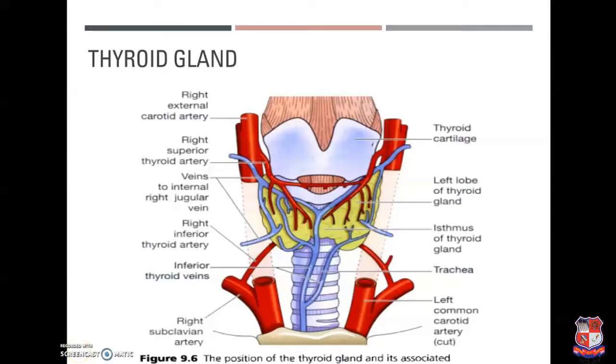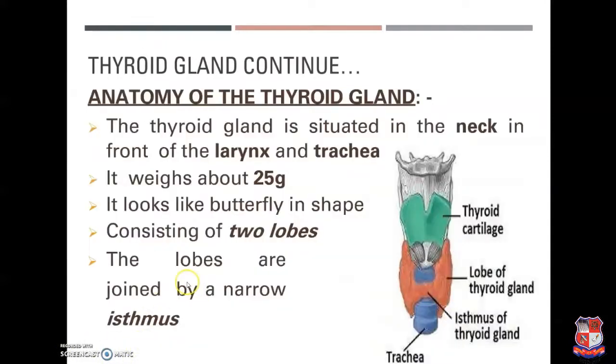Hello everyone. So today we'll cover the topic that is thyroid gland and the adrenal glands. Starting up with the thyroid gland, we'll start with the anatomy of the thyroid gland. The thyroid gland is situated in the neck region in front of the larynx and the trachea. You can see the location.